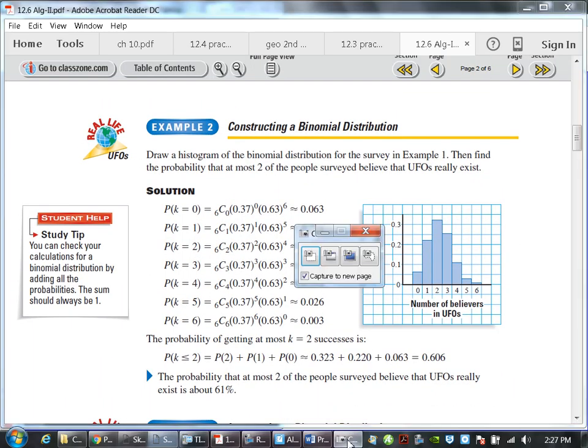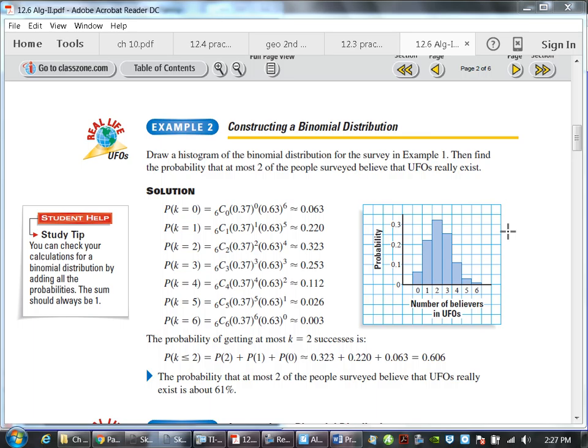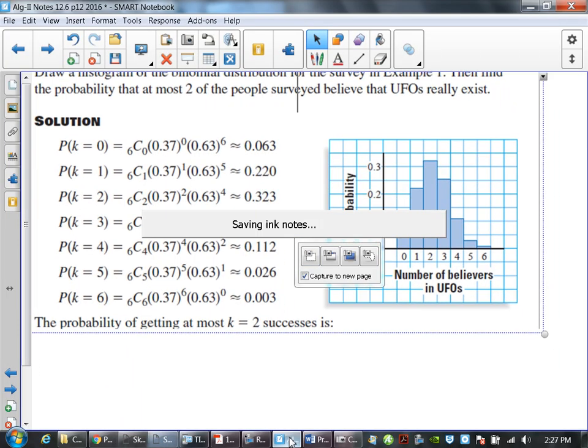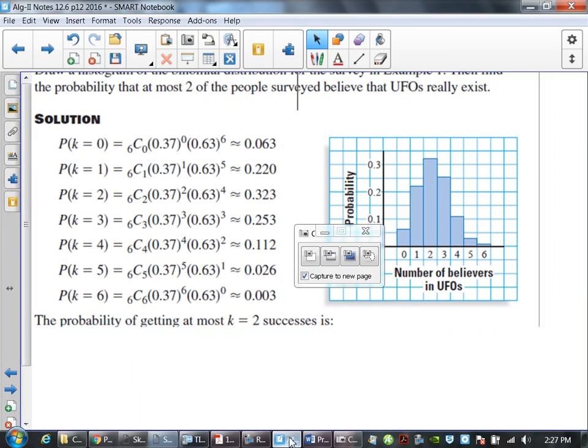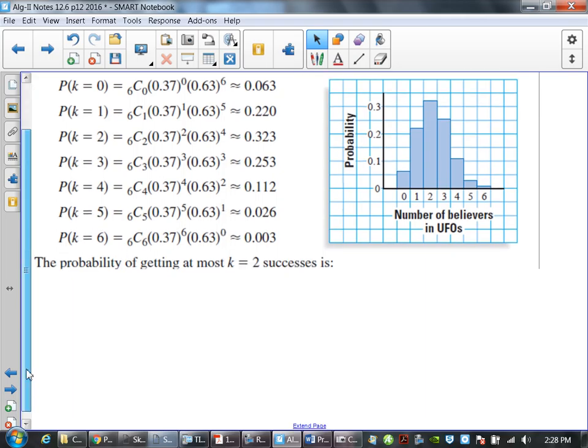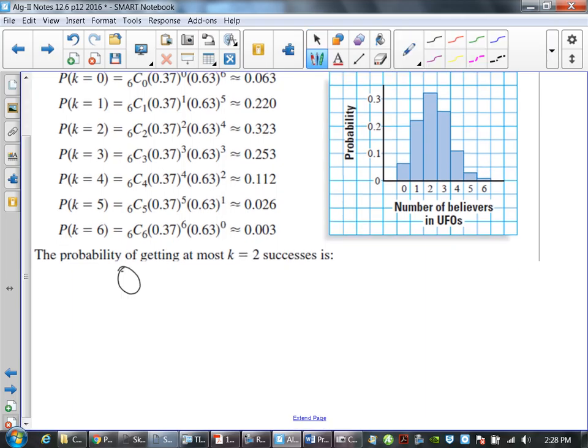When we look at the same data set, and I'm just going to show you what this looks like here. I want to talk about getting the probability that at most 2 of the people out of your 6 trials would believe in UFOs. Well, the word at most means you could have equal to 2 and less. So that means that out of the 6 people, we could have nobody, 1 buddy, 2 buddies. So we're looking at these values here.